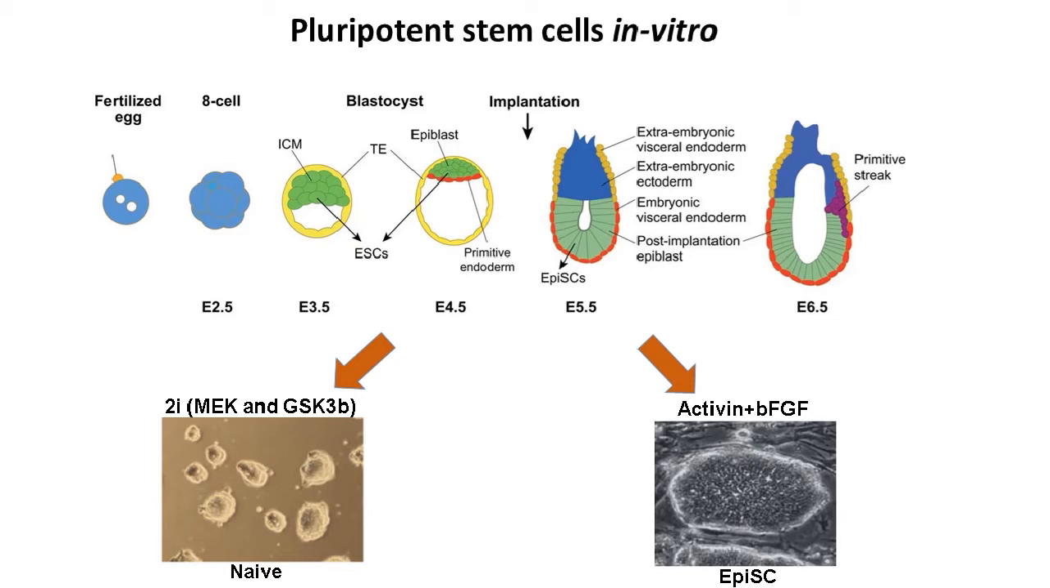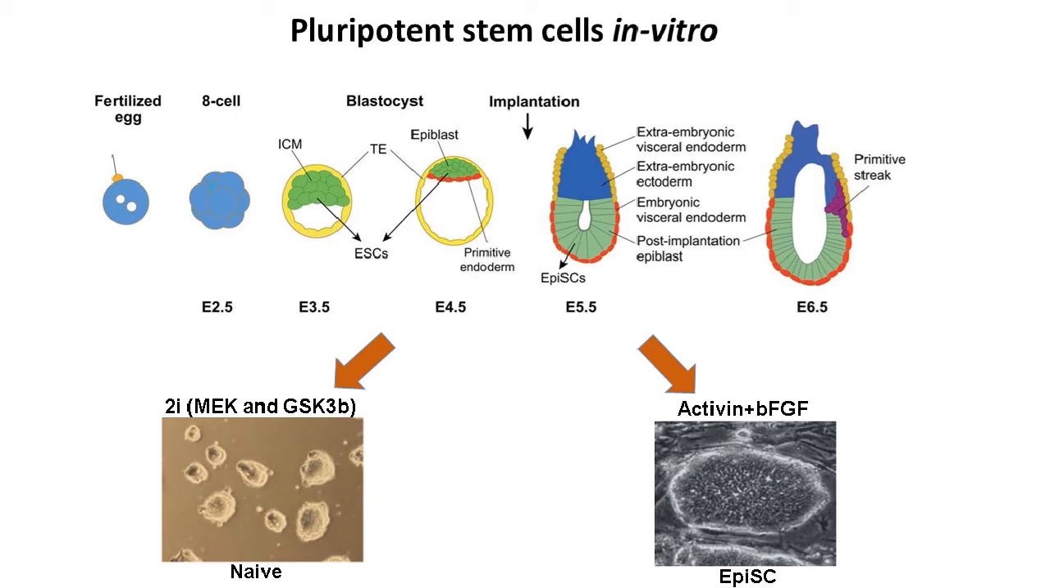And it's a very well-known fact that naive pluripotency is achieved in the presence of 2 inhibitors, MEK inhibitor and GSK3 beta inhibitor. Here I would like to point out the inhibition of FGF-ERK signaling using MEK inhibitor is very important for the maintenance of naive pluripotent stem cells, as it blocks the differentiation signals. Whereas epiblast stem cells are cultured in the presence of activin and basic FGF.